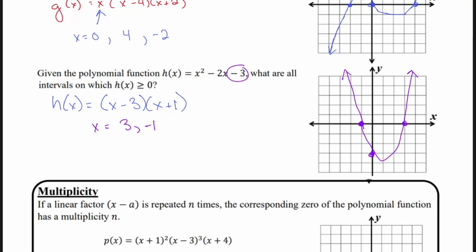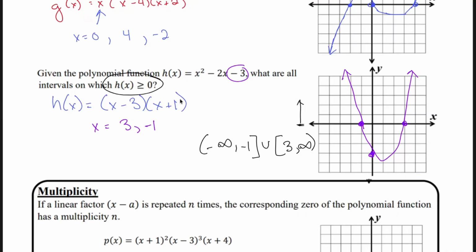The question being asked is, where is this function greater than or equal to 0? Greater than or equal to 0 means it hits the x-axis and goes above the x-axis. That happens all the way from negative infinity up to and including negative 1. Then we say union, then from 3 all the way to infinity. That is when we have positive values for h of x.